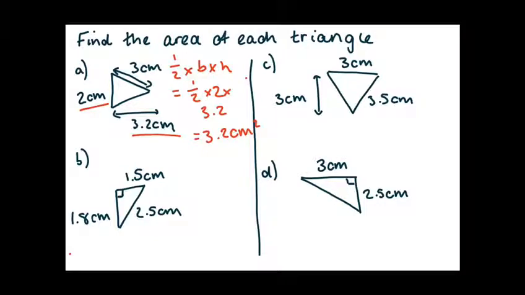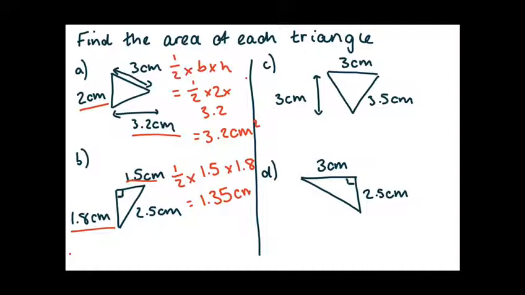So B, we've got a right angled triangle. So as we've just said, our base and our height need to be perpendicular to each other. Well, as we've got a right angle, we know that 1.8 and 1.5 are perpendicular to each other. So we're going to say our base is 1.5 and our height is 1.8. So we've got half times 1.5 times 1.8, which gives us 1.35 centimetres squared.